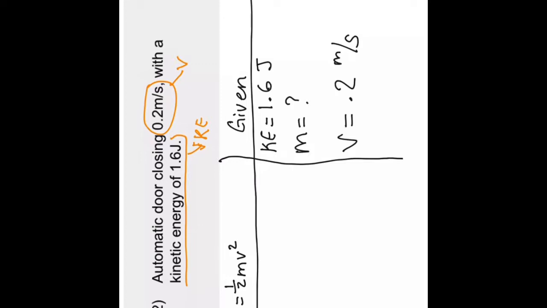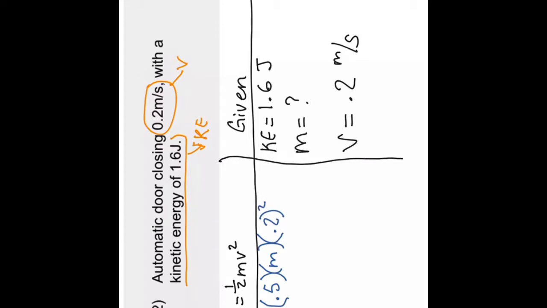1.6 equals, I'm going to go ahead and transfer that 1/2 to a 0.5, just, again, to make my life easier. That's what we're all about. We're just making life easier. We're going to leave m here. And then v is 0.2 squared.